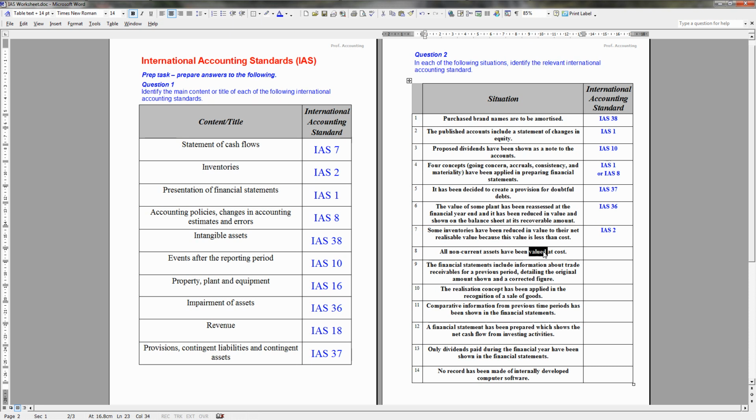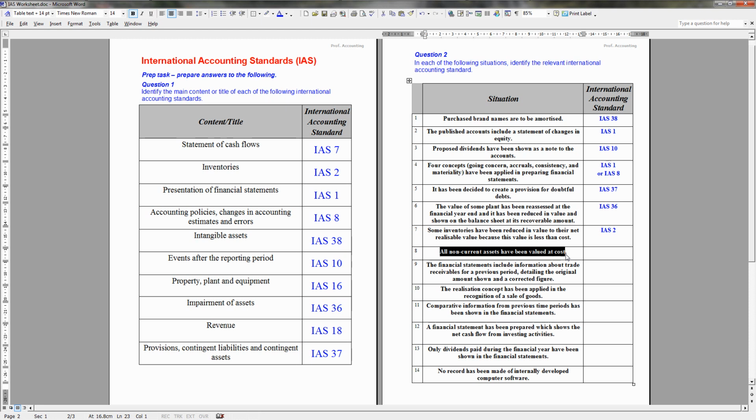This is looking for basically the whole standard that looks at the value of non-current assets, and it's all non-current assets. So that must be PPE. So IAS 16, PPE. Call it brief, but again, if you have to write it in full.